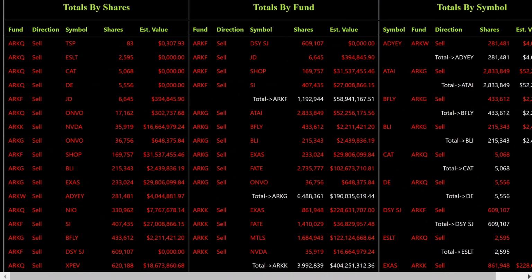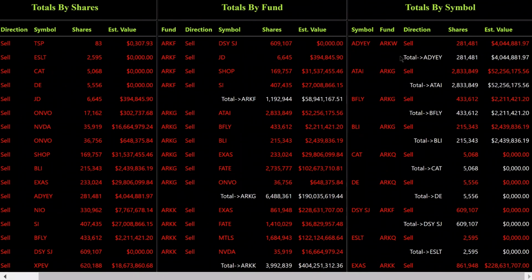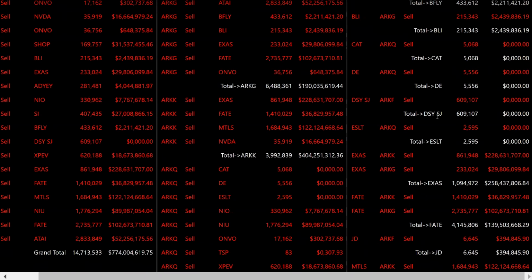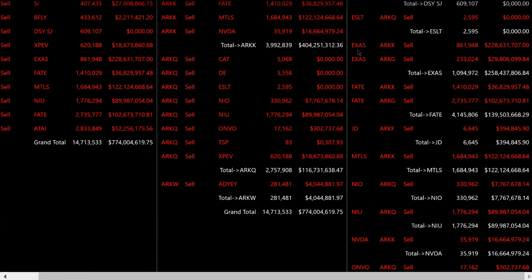Now, what about by symbol, across funds? Here we have a look at each of the symbols that were sold. So in other words, you may have a stock, Tesla, that appears in multiple funds. I want to know how much of their Tesla did they actually sell. When there's only one stock that's been sold in one fund, it's not very meaningful. But when you take a look at it here, EXAS has been sold from the ARK K fund and the ARK G fund. So here's the total number of shares of EXAS they've sold, and here's the money they've received for that.